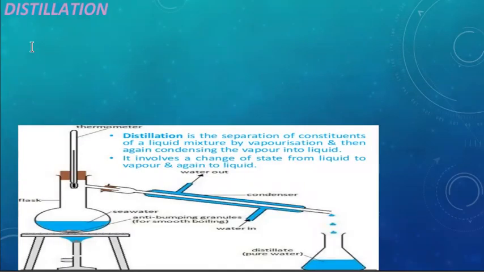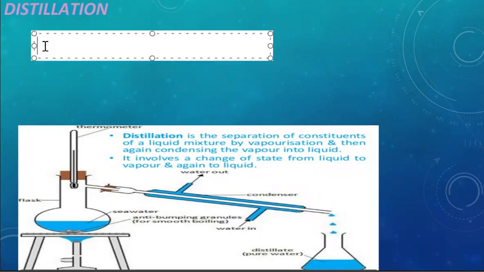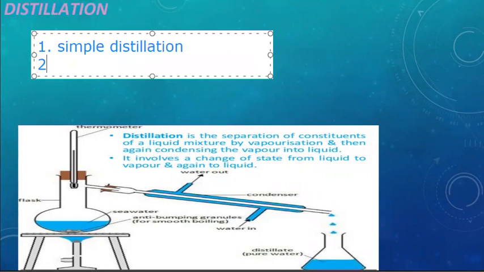In this video, we are going to talk about distillation, which is a separation technique. Basically, there are two types of distillation. One we call simple distillation, and the other one is fractional distillation. There is a difference between the apparatus setup of the two, and also a difference between the type of mixtures you can separate by these two techniques. So our focus right now is on simple distillation.